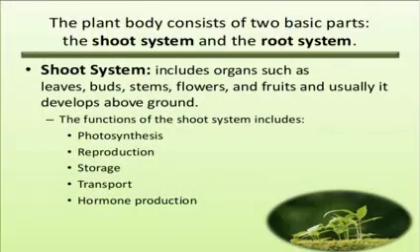The plant body consists of two basic parts, shoot system and root system. What is shoot system? Look at this. It includes organs such as leaves, buds, stems, flowers, fruits and usually it develops above the ground. The functions of the shoot system include photosynthesis. Are you familiar with it? Reproduction, where flower is involved, storage, seeds, transport, where xylem and phloem are responsible, and hormone production.